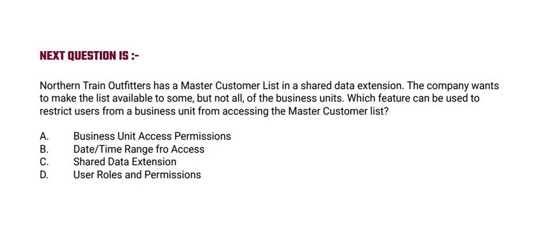Option B, date or time range access. Option C, shared data extension. And option D, user roles and permissions. The correct option is option A.